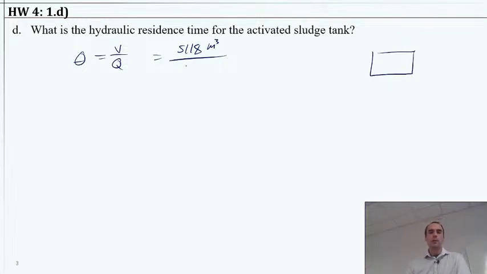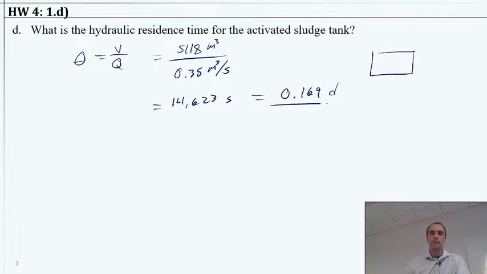So this just simply becomes 518 divided by 0.35 cubic meters per second. And that's 14,623 seconds, or we can transfer that and get that into days, 0.169 days. All right. Any questions? All right.